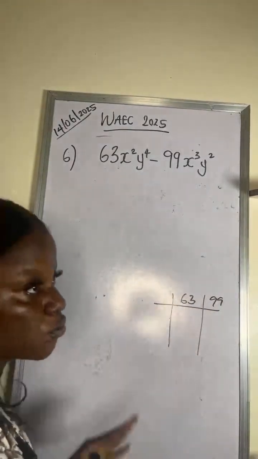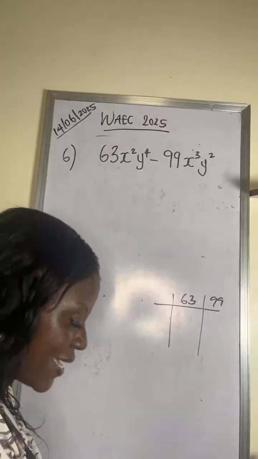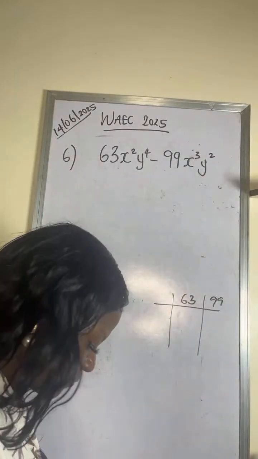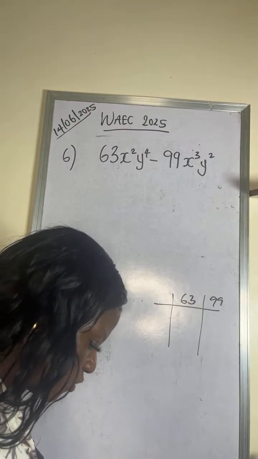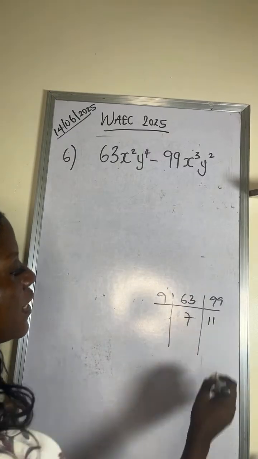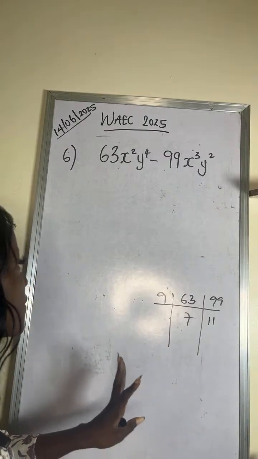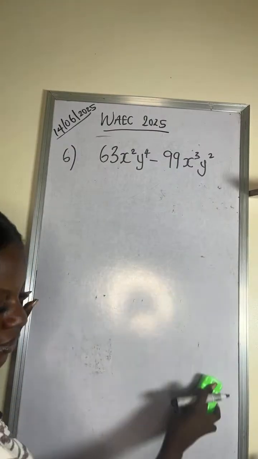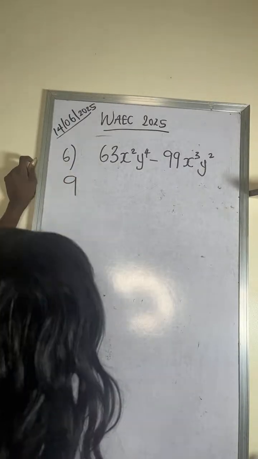So you have to know your division. What can go in 63 and also go in 99 without any remainder? I don't know how you would go check or know that, but you have to know that. So 9 in 63 is 7, 9 in 99 is 11. These are prime numbers, so this is your highest common factor, okay? So you have 9, bring 9 outside, right?